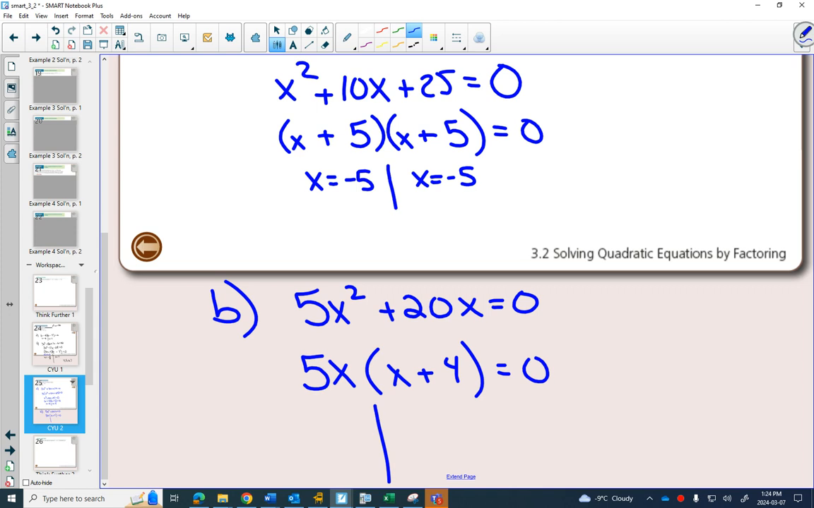Again, split it up here. Either this first one is 0. Can 5x ever be 0? What would x have to be? X would have to be 0. And here, x would have to be negative 4.